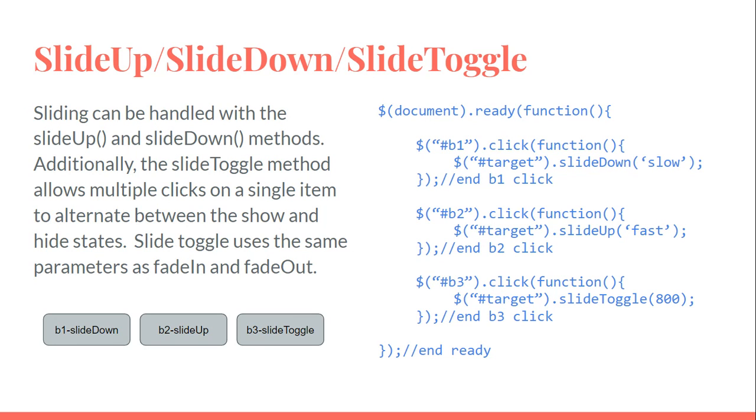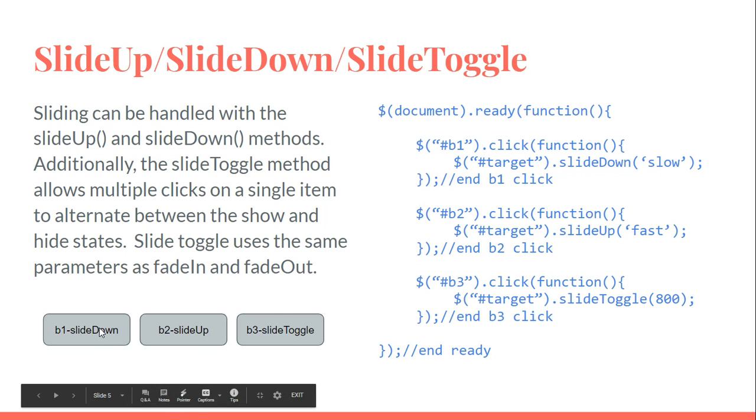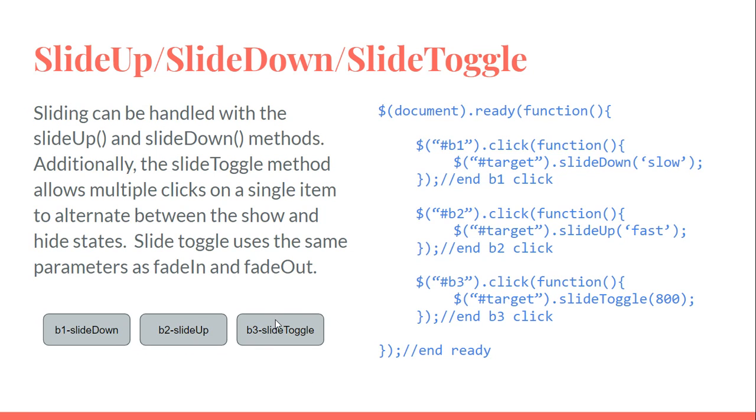One more is slide up, slide down, and slide toggle. I had to be a little creative here on my Google Slides presentation because we're a little limited in some of the animations that we can do here. But slide up, slide down, slide toggle work just like fade in, fade out, and fade toggle. Slide down makes the thing slide down and appear. Slide up makes it slide up and disappear. And then slide toggle transitions between those two things.